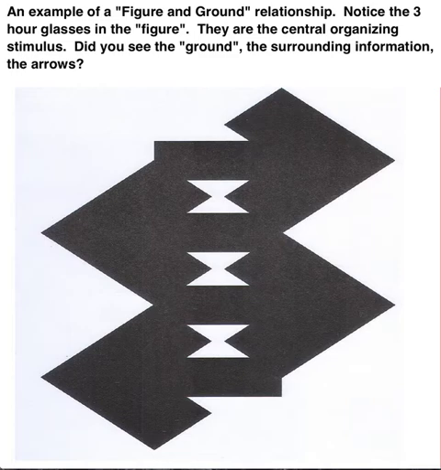And this is an example on your screen of the figure-ground relationship. Notice the 3 hourglasses in the figure, and they are the central organizing stimulus. So this is an example of figure-ground. The 3 hourglasses are the figure or the central focus of the image. But the surrounding background, the ground, is the 4 arrows.